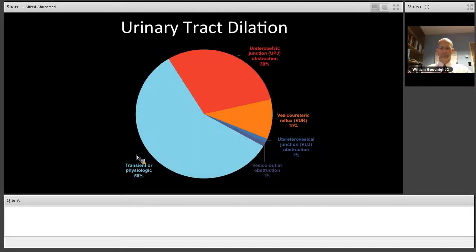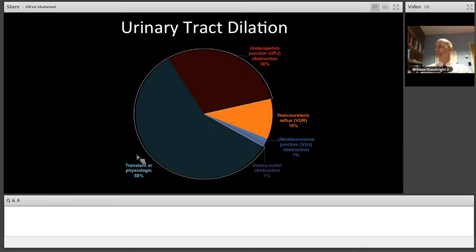So if you look at all urinary tract dilations here, what I'm talking about is the uteropelvic junction obstruction plus the physiologic type accounts for almost 80% of all the dilations that you will see in your practice prenatally.